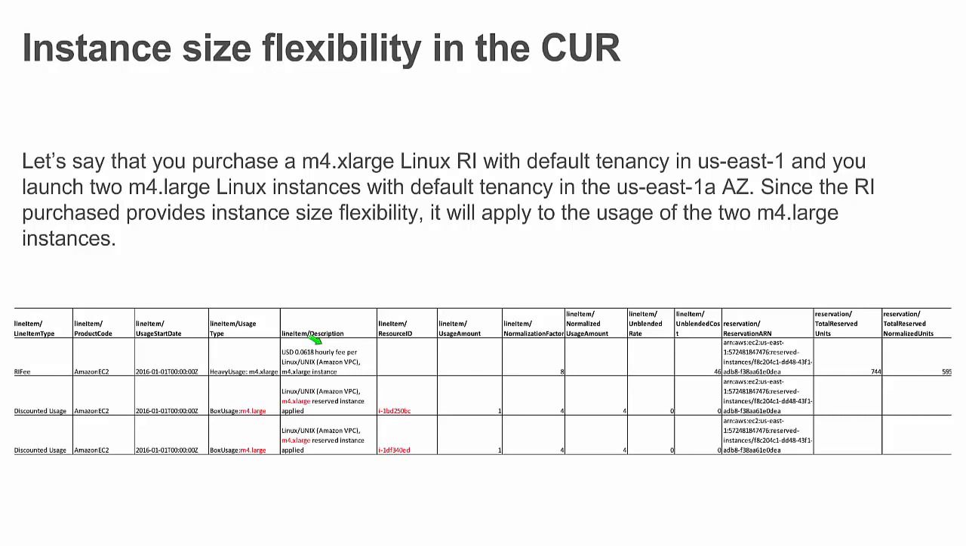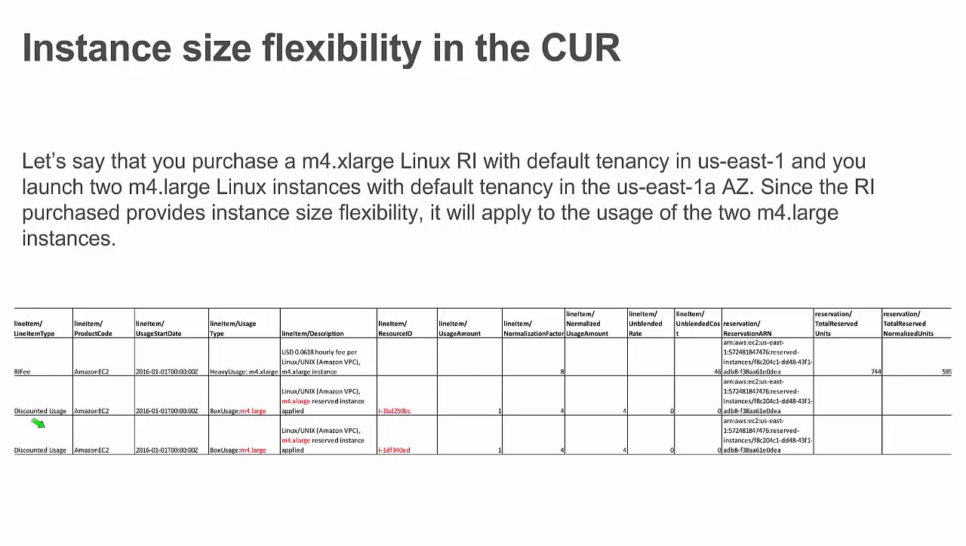The RI fee line item is initially added to your bill on the day of purchase and on the first day of each billing period thereafter. If you purchase an all upfront RI, the RI fee line item is not added to your bill since there is no ongoing recurring charge.